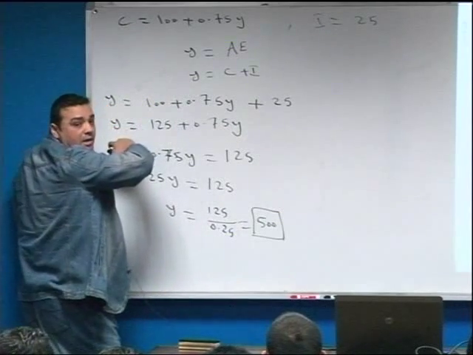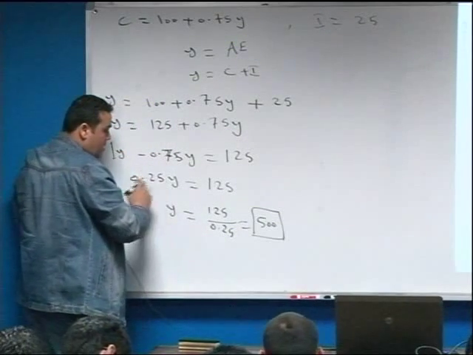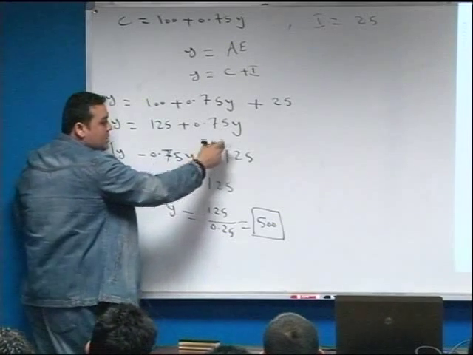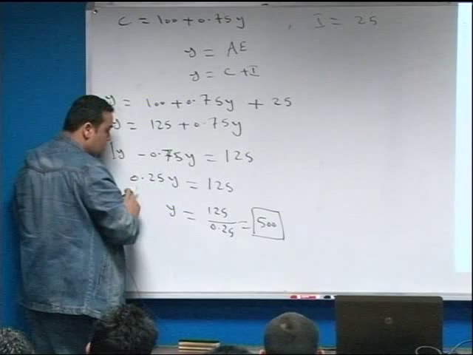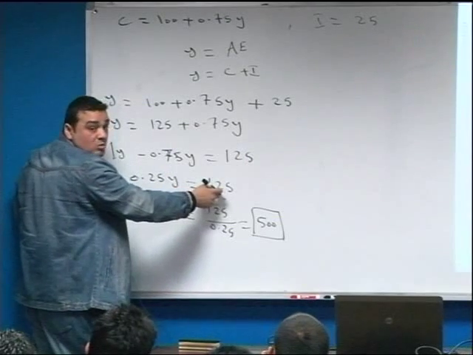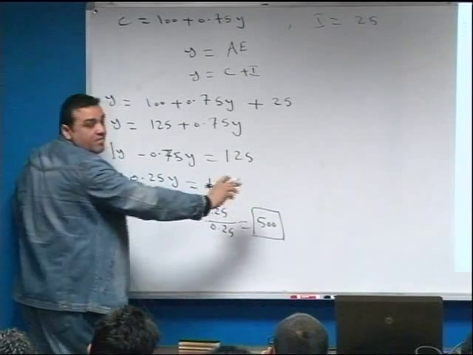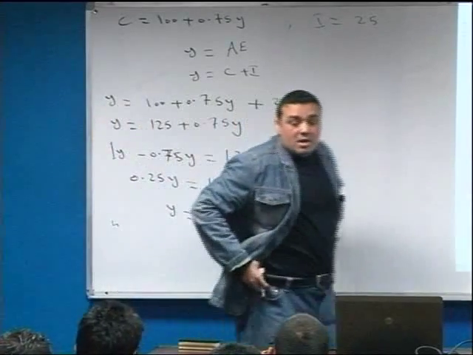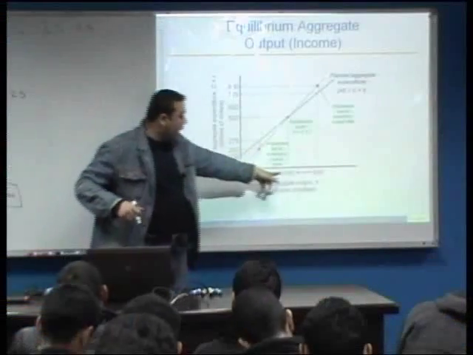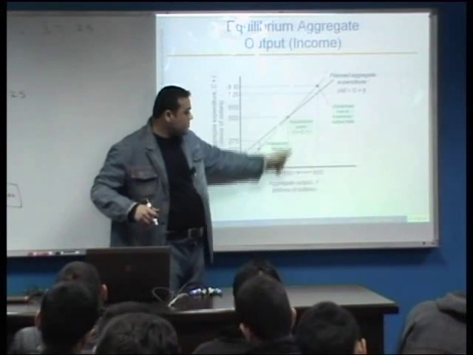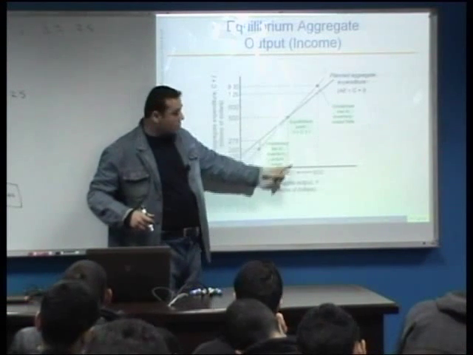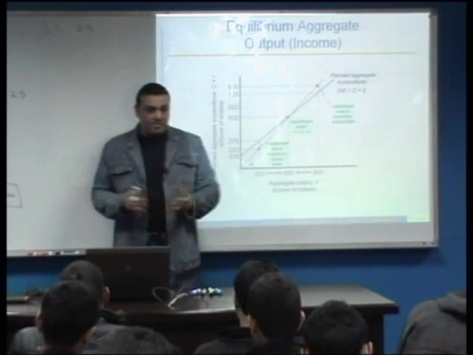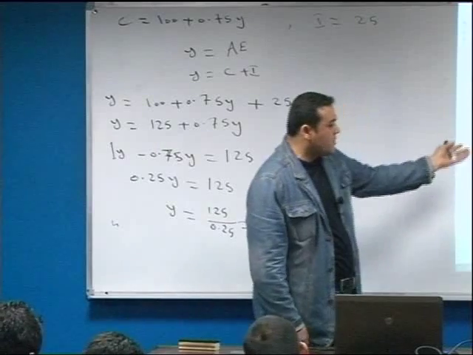I'm shifting the y here. So we have 1y minus 0.75y equals 125. So 0.25y equals 125. So y equals 500. This is the equilibrium aggregate output. The equilibrium output occurs when y equals 500, or $500 million. Go to the following exercise.